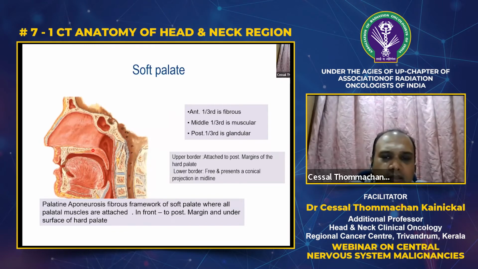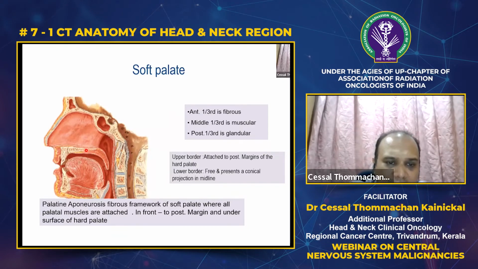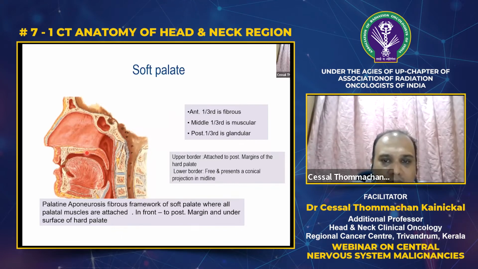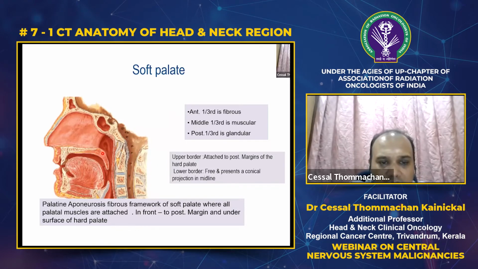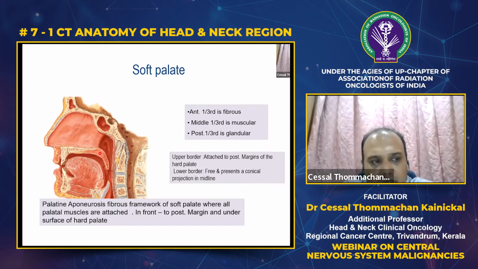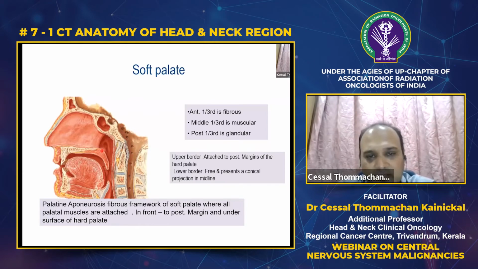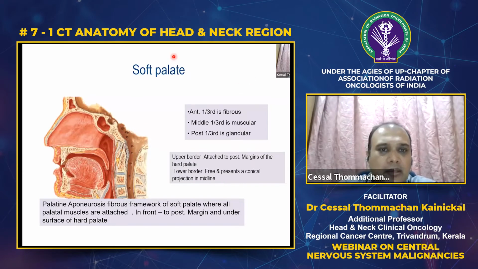Okay, the soft palate has three parts. One is the anterior one third, which is underneath the hard palate. It is mainly fibrous, and this forms the palatal aponeurosis, which is inserted into the undersurface of the hard palate. Then the medial part is mainly muscular, which forms the muscles of the soft palate. There are 5 muscles in the soft palate: 3 muscles originate from the soft palate, the palatoglossus, the palatopharyngeus, and musculus uvulae. And 2 muscles insert into it: the levator veli palatini muscle and the tensor veli palatini muscle.